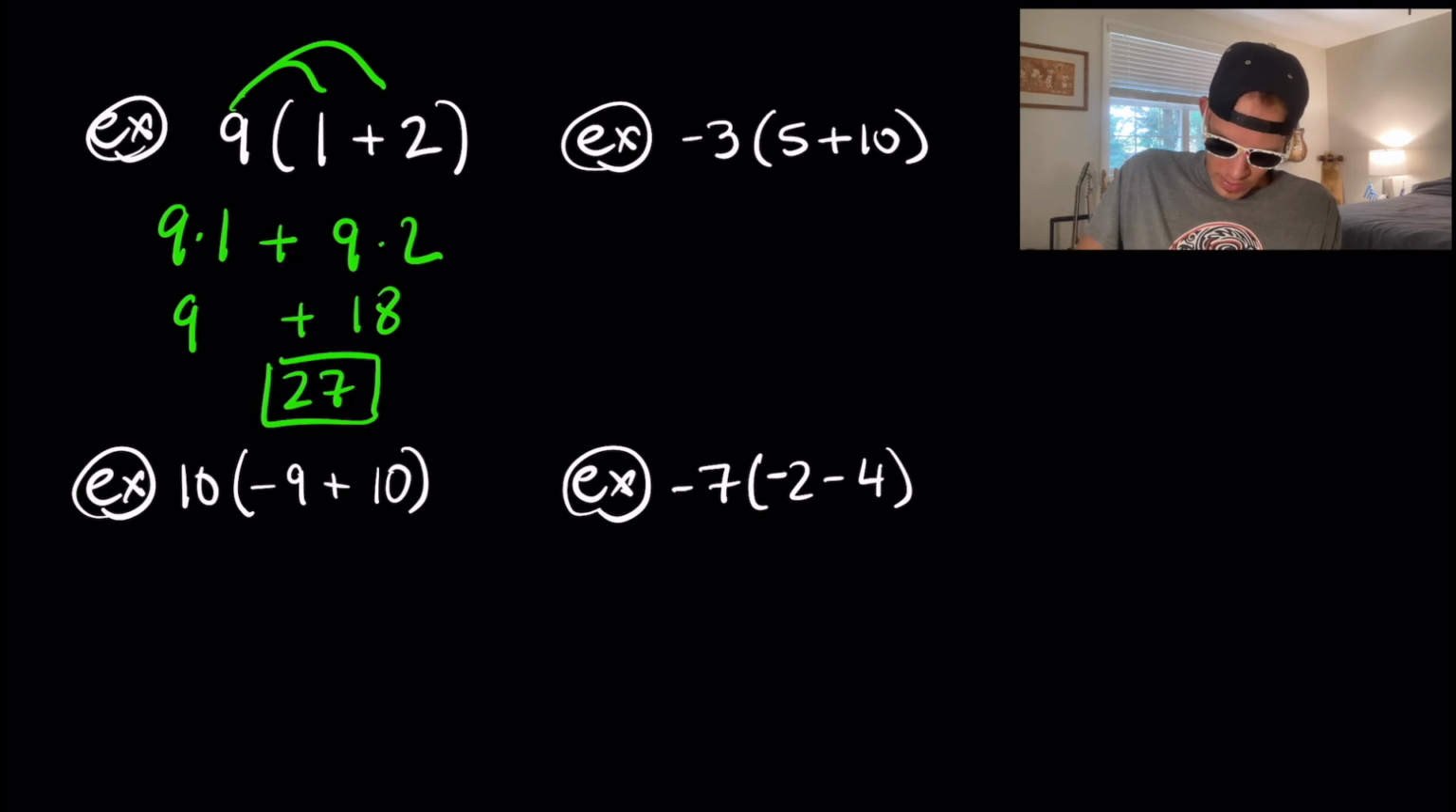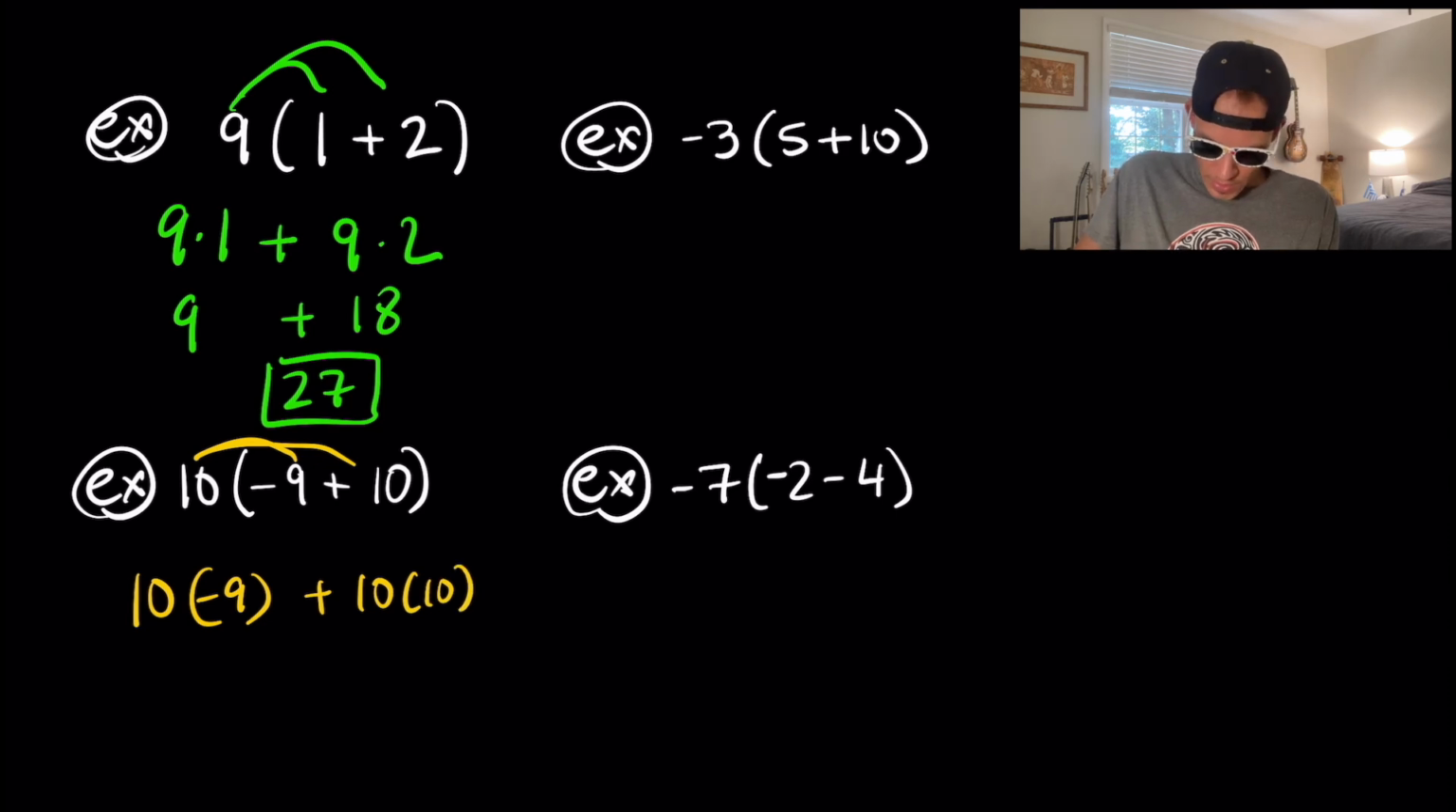All right, same thing here on the bottom. So we'll distribute the 10 to the negative 9, and then the 10 to the 10. 10 times negative 9 plus 10 times 10. 10 times negative 9 is negative 90, and then 10 times 10 is 100. Negative 90 plus 100 is going to give us a positive 10.